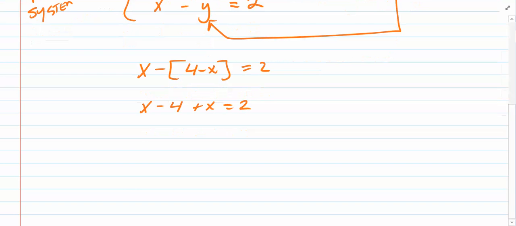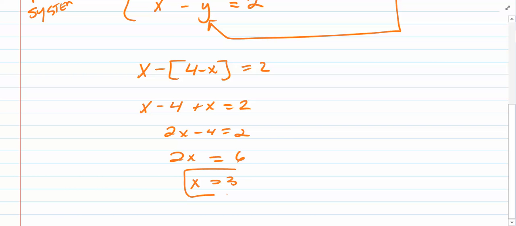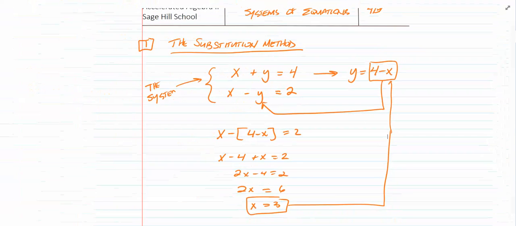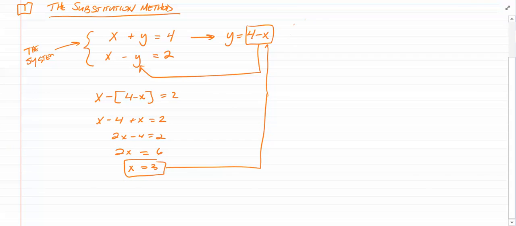And now we're back in algebra land. Very easy. This is 2x minus 4 equals 2. That means 2x is equal to 6. So x must be equal to what? 3. All right, good. x must be equal to 3. Once I know that x is equal to 3, I can resubstitute it, because after all, y just equals 4 minus whatever x is. So y must be equal to 4 minus 3, so y must be equal to 1.